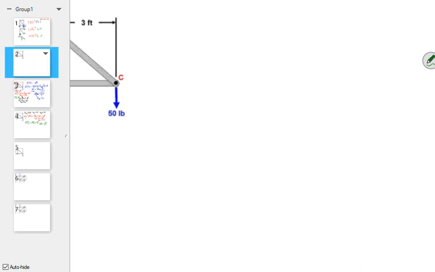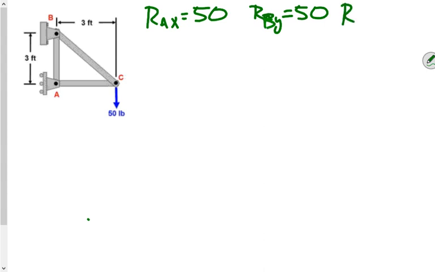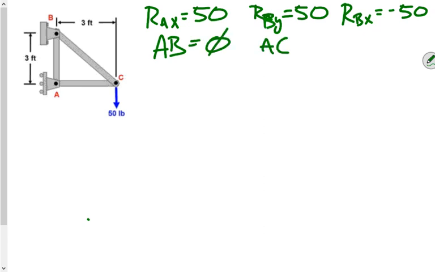So help me remember these things as we move along here. All right, so far we have RAX equaled 50. We have RBY equals 50. And RBX is equal to negative 50. We also figured out that what? AB is 0, and AC, thank you, is negative 50.